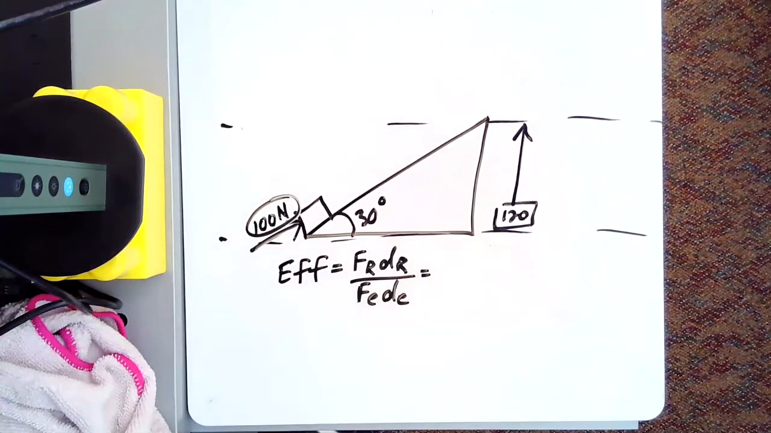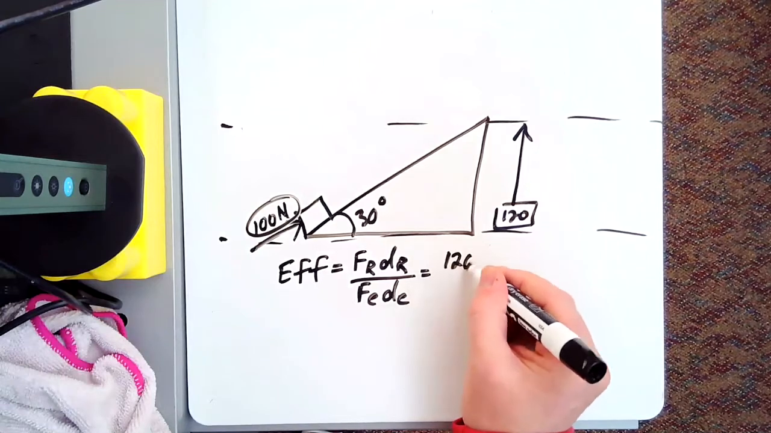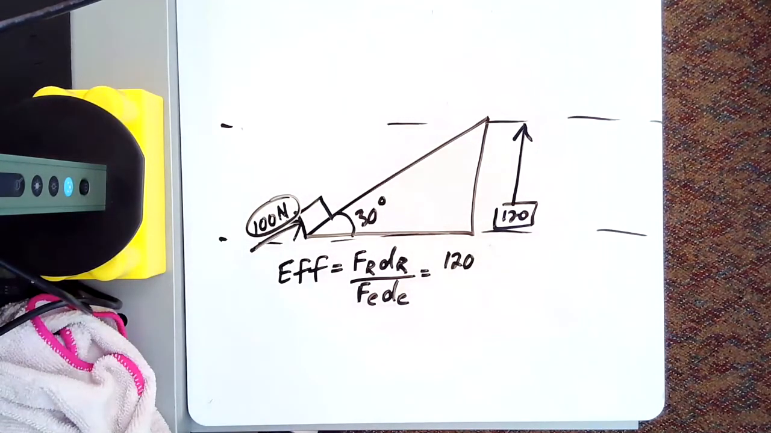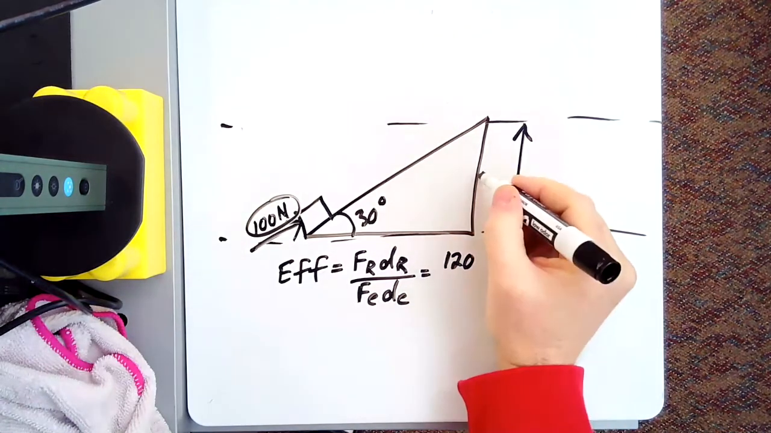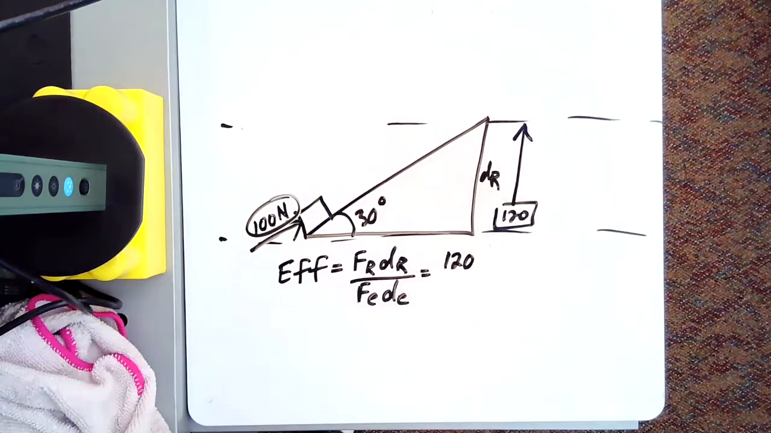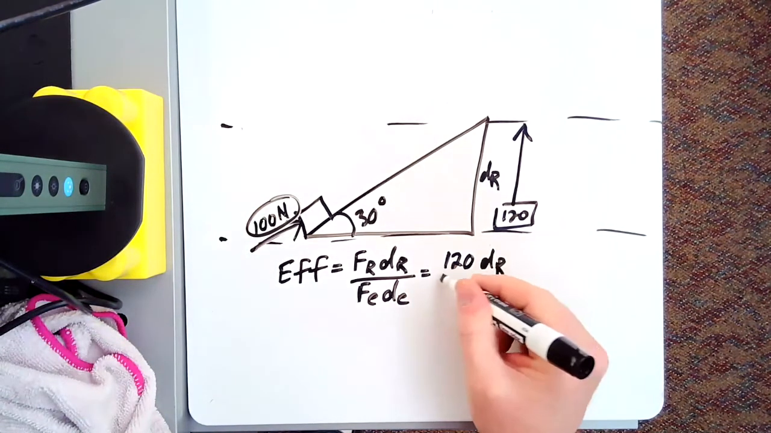And what is the resistance force? What is the weight? It's 120 newtons, so I'm going to put 120 in for that. What is the dR? Well, it wasn't given, right? But where is it? It's how far I'm going to lift this up, so it's the height of this inclined plane. I can label that height there dR. But they didn't give it to us, so I'm just going to leave it dR.